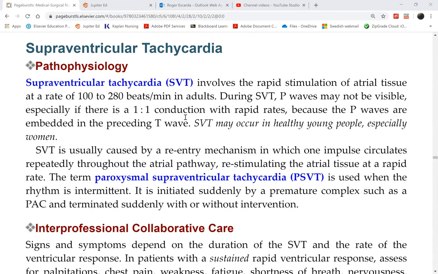SVT, like I said, can be paroxysmal. The only difference between the two is SVT is sustained. Paroxysmal, by the word paroxysmal, meaning abrupt, begins abruptly and also stops abruptly or suddenly, with or without intervention. Okay, so the SVT is sustained. Paroxysmal, meaning it comes and goes. You understand the difference? Yes. All right.